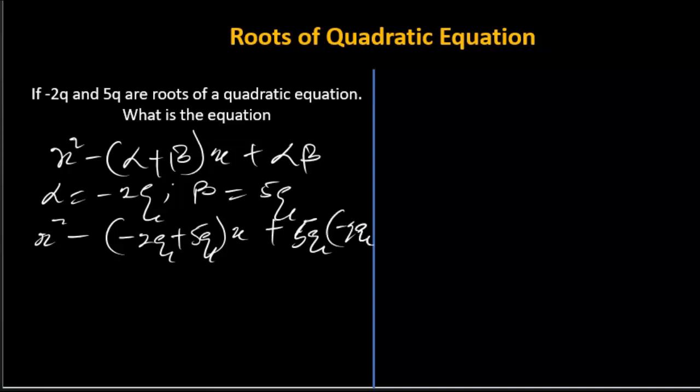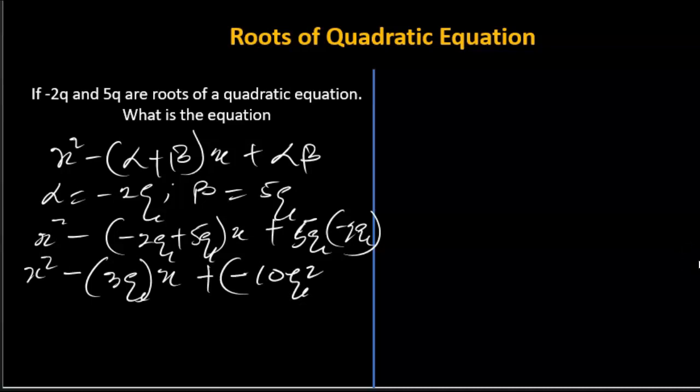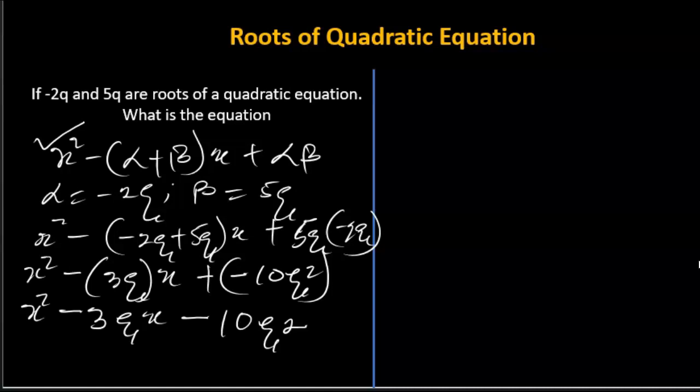times minus 2q. Now I have x squared minus (2q plus 5q, that's 3q) into x plus 5q times minus 2q, that's minus 10q squared. So that I have x squared minus 3qx minus 10q squared. Now that's using this formula for resolving roots of a quadratic equation.